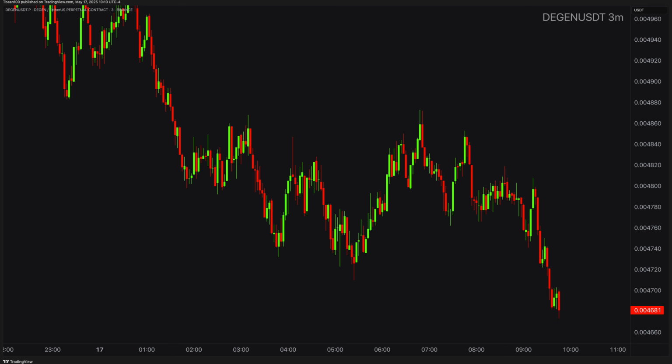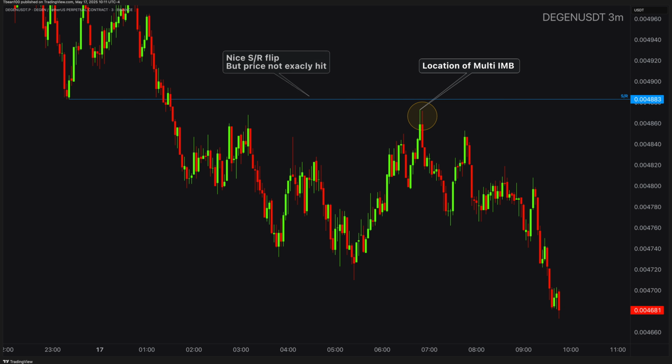We drop to the 3-minute chart now. This is the location of multi-level imbalance taps. And there is this great SR flip location if you noticed. However, as you can see, price never hits directly to that SR flip. It's just very close. What else do we have here? A nice inner swing failure pattern, followed by an inner structure break. A possible short trade idea.